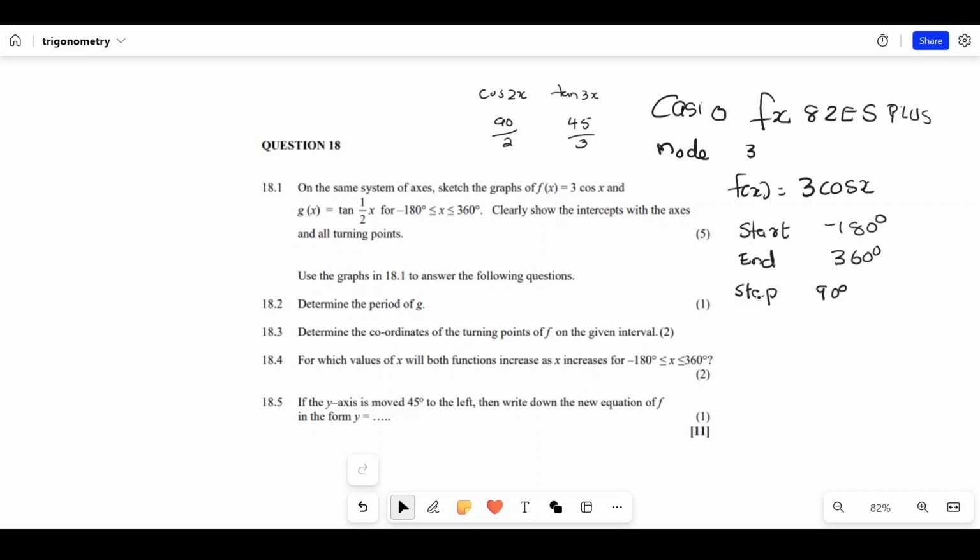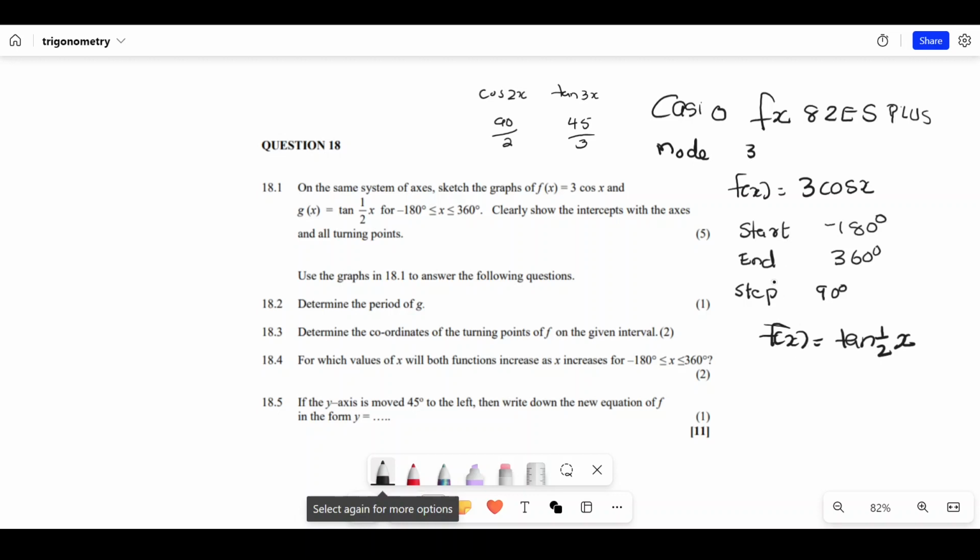Now let me show you how to get the points for g(x). You go to mode 3 for table. The calculator will tell you f(x) again. You don't have to worry about that, it's just a name. So you enter tan half x. Then you start at the same point, negative 180. So the starting and ending points are still the same. Start at negative 180, end at 360.